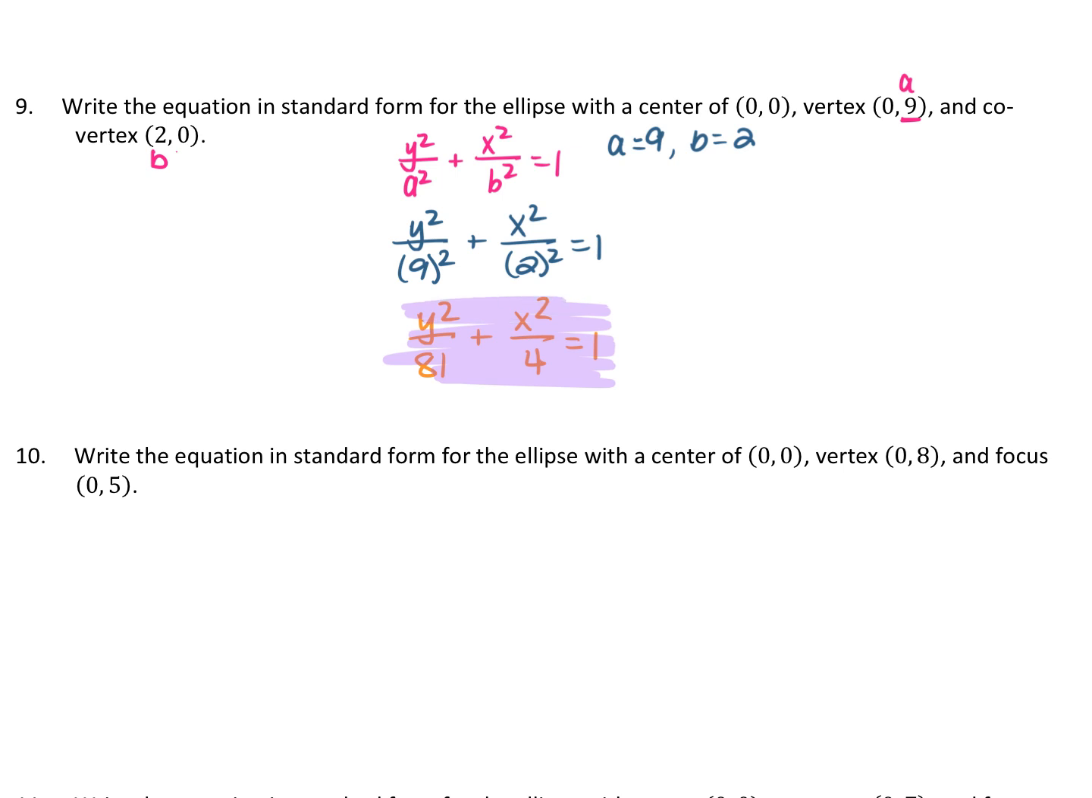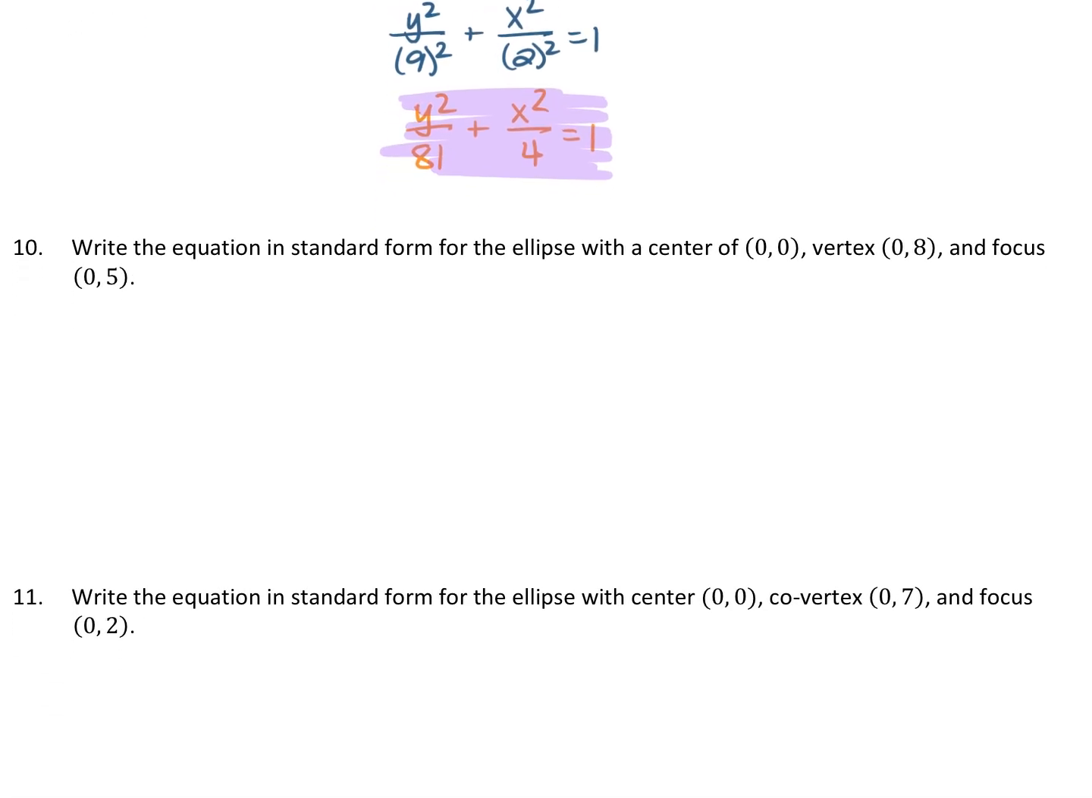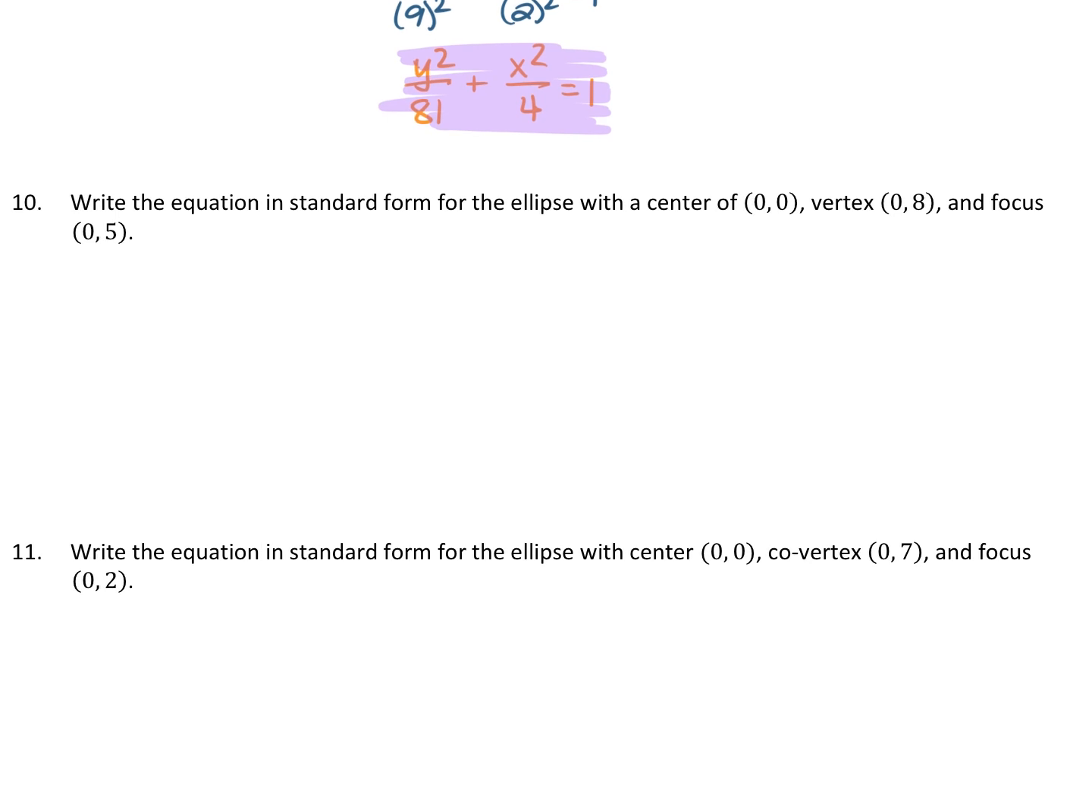For number 10, we're writing the equation in standard form for the ellipse with a center of 0, 0, vertex of 0, 8, and focus of 0, 5. Your vertex is A, your focus is C. So we are missing B here, so we're going to use A squared minus B squared is equal to C squared in order to find B.